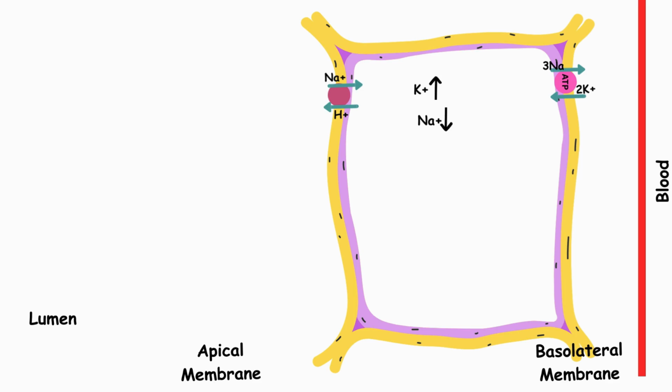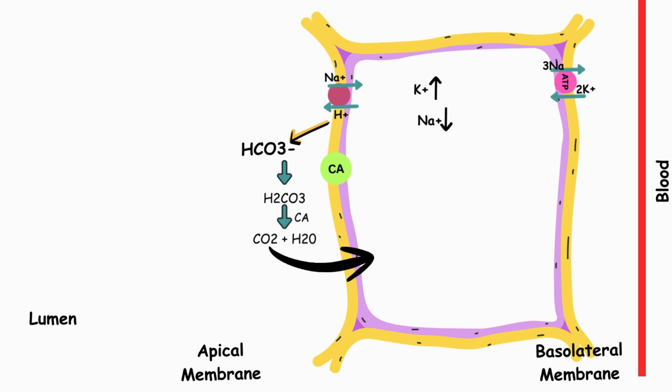Now this proton combines with bicarbonate ions present in the filtrate and forms carbonic acid. Carbonic acid breaks down into carbon dioxide and water. This breakdown reaction occurs in the presence of an enzyme present at the cell membrane called carbonic anhydrase. Carbon dioxide will be absorbed back into the cell, where it combines with intracellular water to form carbonic acid in the presence of carbonic anhydrase inside the cell.